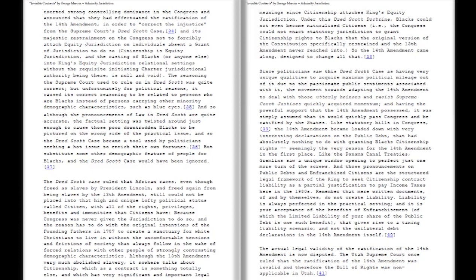The reasoning the Supreme Court used to rule on in Dred Scott was quite correct, but unfortunately for political reasons, it caused its correct reasoning to be related to persons who are blacks instead of persons carrying other minority demographic characteristics, such as blue eyes. 35. And so, although the pronouncements of law in Dred Scott are quite accurate, the factual setting was twisted around just enough to cause those poor downtrodden blacks to be pictured on the wrong side of the practical issue, and so the Dred Scott case became a tool used by politicians seeking a hot issue to enrich their own fortunes. 36.